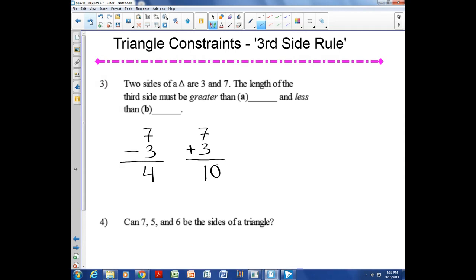Remembering that the third side, which I'll represent with x here, has to be less than the sum and greater than the difference. It cannot be those numbers. It's not greater than or equal to, or less than or equal to. It's actually less than 10, so 9.999 would be fine, and it's actually greater than 4, so 4.01 would be fine, but not those numbers. So now we can go back. The length of this third side must be greater than 4 and less than 10.